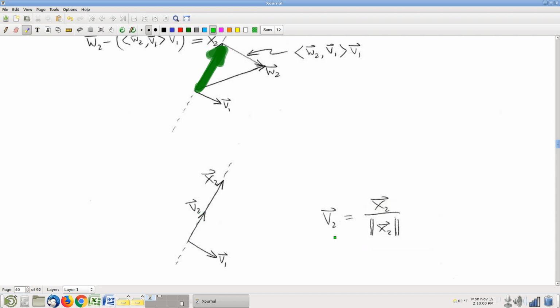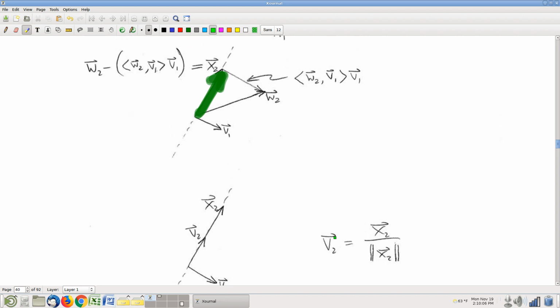Okay, so now let me answer your question. How do I know that this results in a basis? So what I'm going to do is let's look at this resulting basis, V1 X2. How do I represent that basis in terms of V1 and W2? So V1 and W2, we already knew was a basis because that was pretty much our original basis except for a scaling, right?